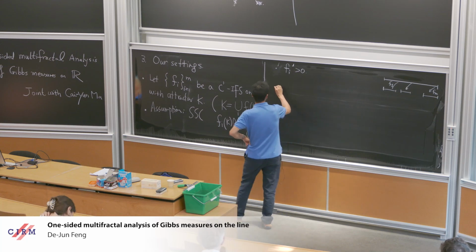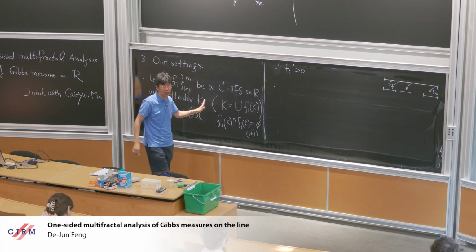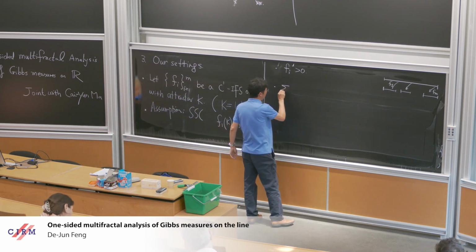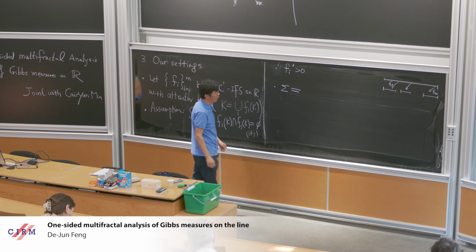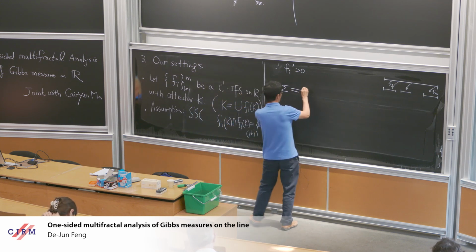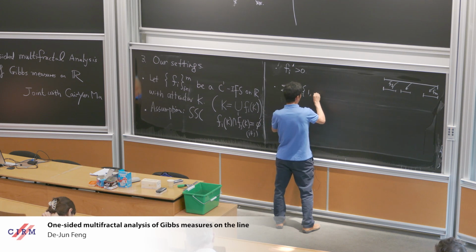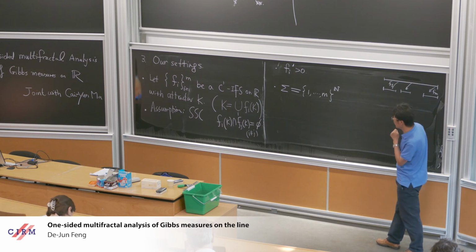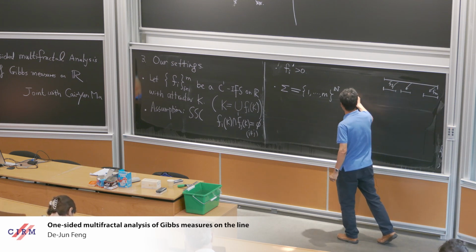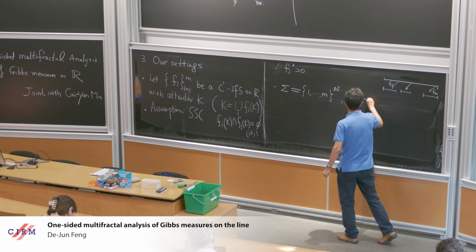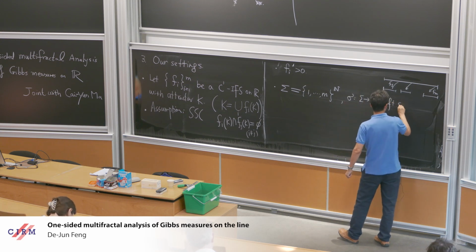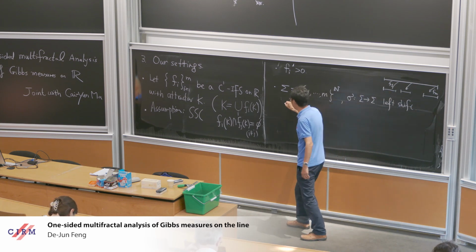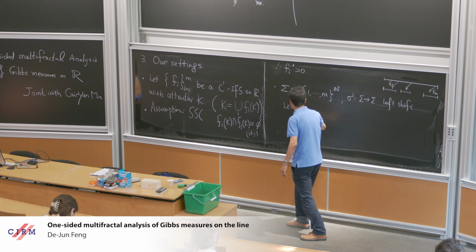Now we need to consider the Gibbs measure restricted on this self-conformal set. So we let capital Sigma denote the symbolic space on the alphabet 1 up to m to the nth power. This is a one-sided full shift space. And we let small sigma denote the left shift map. And we can define a Gibbs measure on the symbolic space.